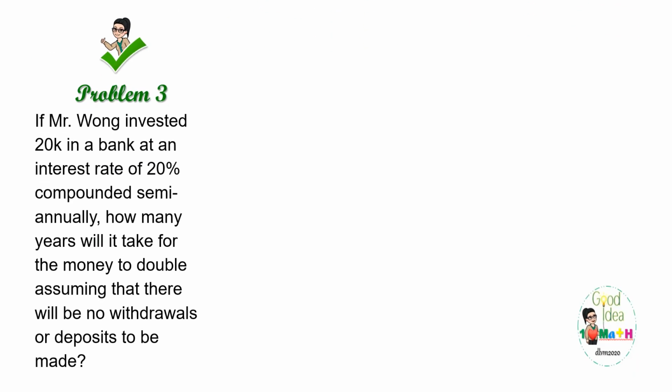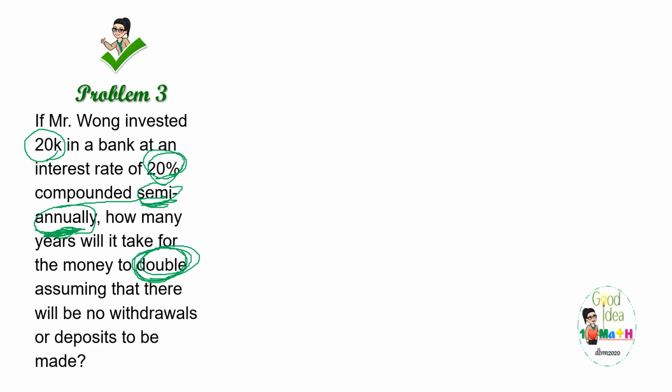Let's have problem number 3. If Mr. Wong invested 20,000 in a bank at an interest rate of 20% compounded semi-annually, take note of semi-annually. How many years will it take for the money to double, assuming that there will be no withdrawals or deposits to be made? So the same as number 2, but this time, the only difference is the same format, but I just changed the numbers. This time it's 20,000, 20%. Now semi-annually is important here.